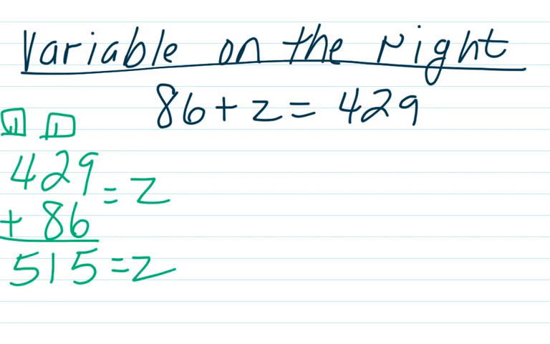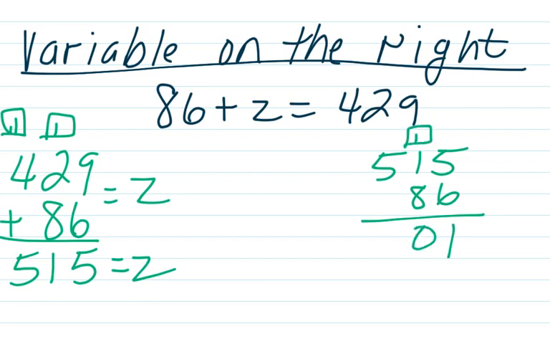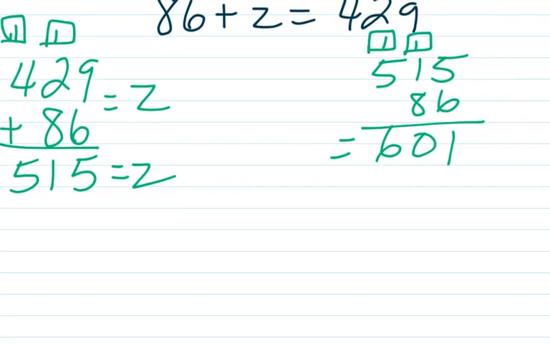So let's go to the next side here, and we're going to add that to 86. So 515 plus 86, because we're saying that this is z. So that's 1, regroup, 0, regroup, 601, and that doesn't give us 429. They don't match each other. So let's try to do the inverse operation, see if that's going to do any better for us.